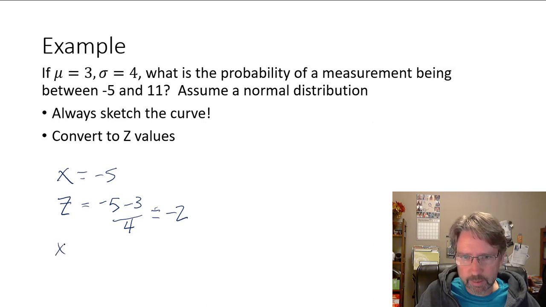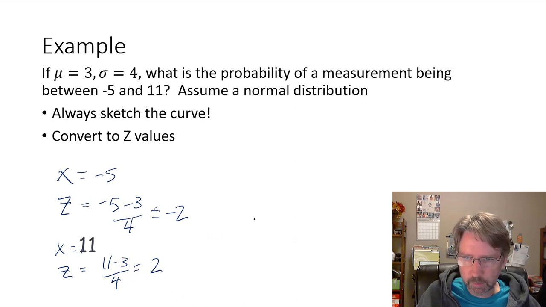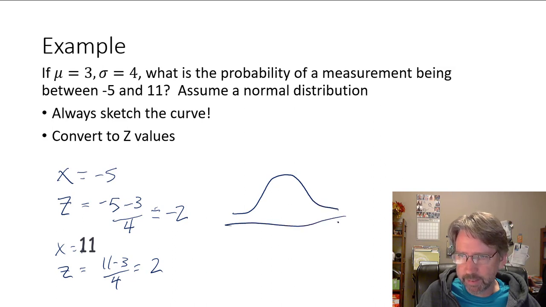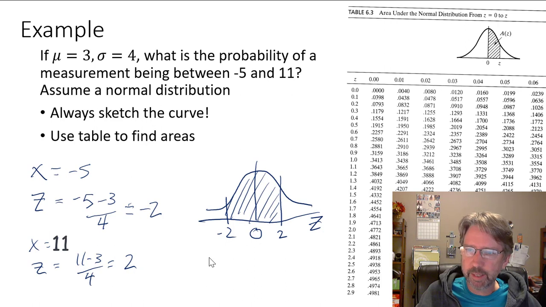And for x equal to 11, we have z is (11 minus 3) divided by 4, and that is +2. So we've got some symmetry here. So if we sketch this again, we should see something like this. Now we've got z here, and 0 is the mean on the z-axis, and we've got +2 and -2. And again, this is the area we need to find. So now we can go to the table and try to find the areas for these values of z.